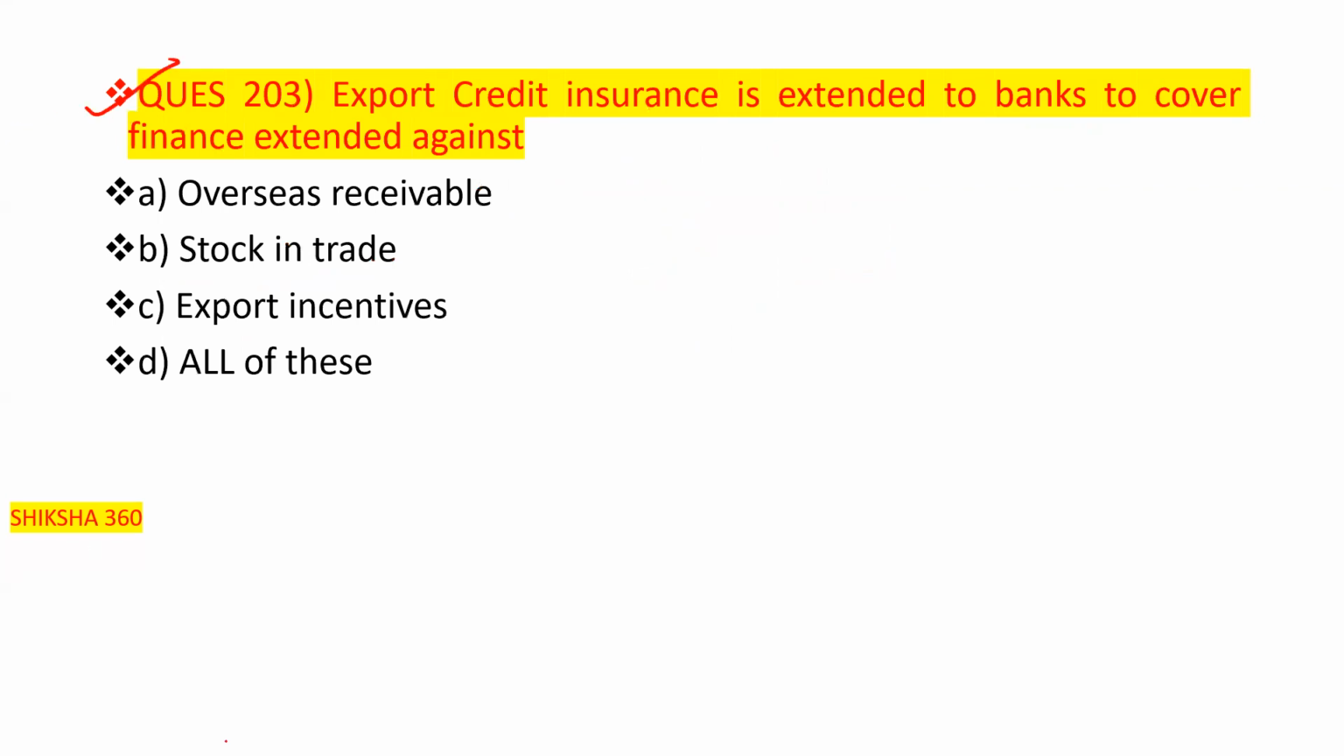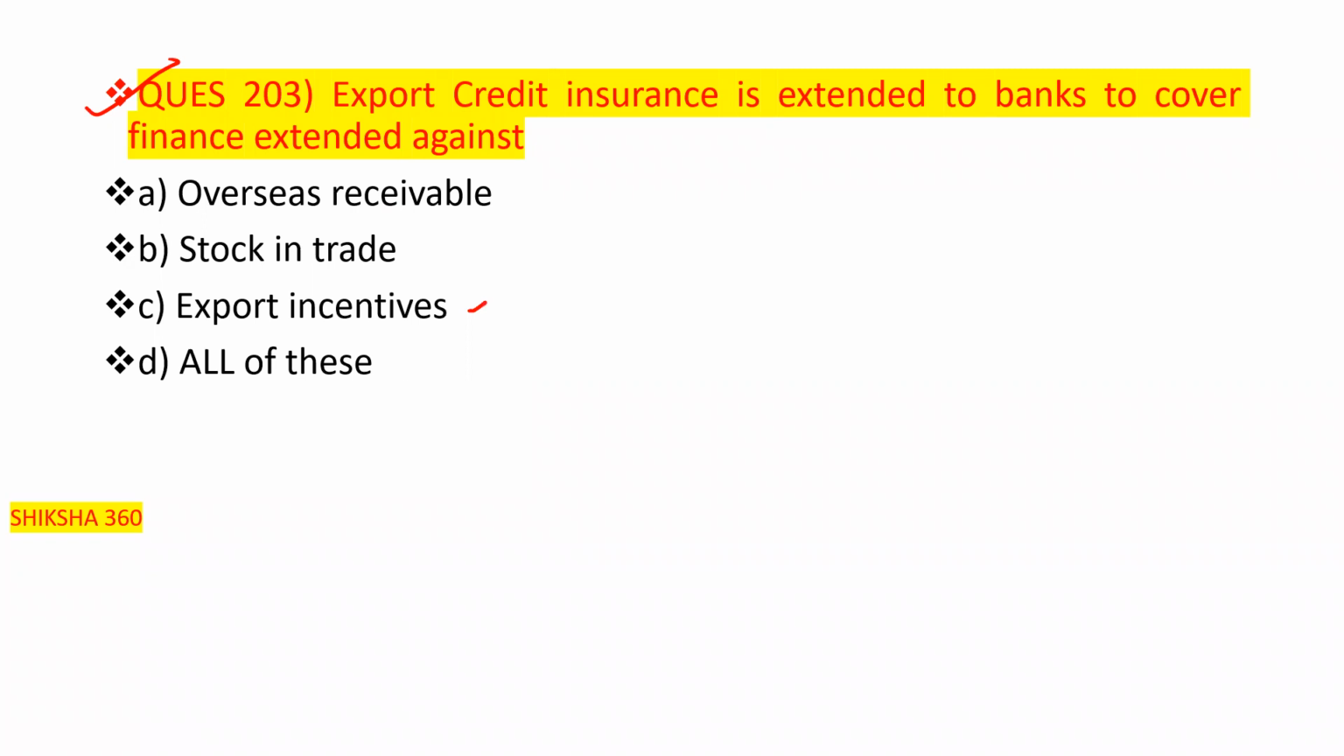Question number 203. Export credit insurance is extended to the banks to cover finance extended against what? First one is overseas receivable, second one is stock in trade, third one is export incentives, fourth one is all of these.